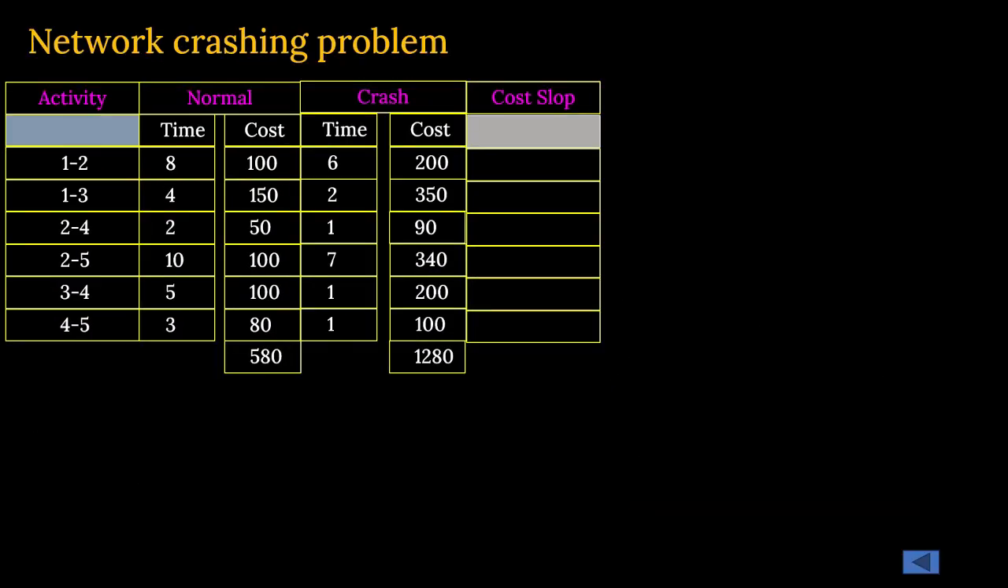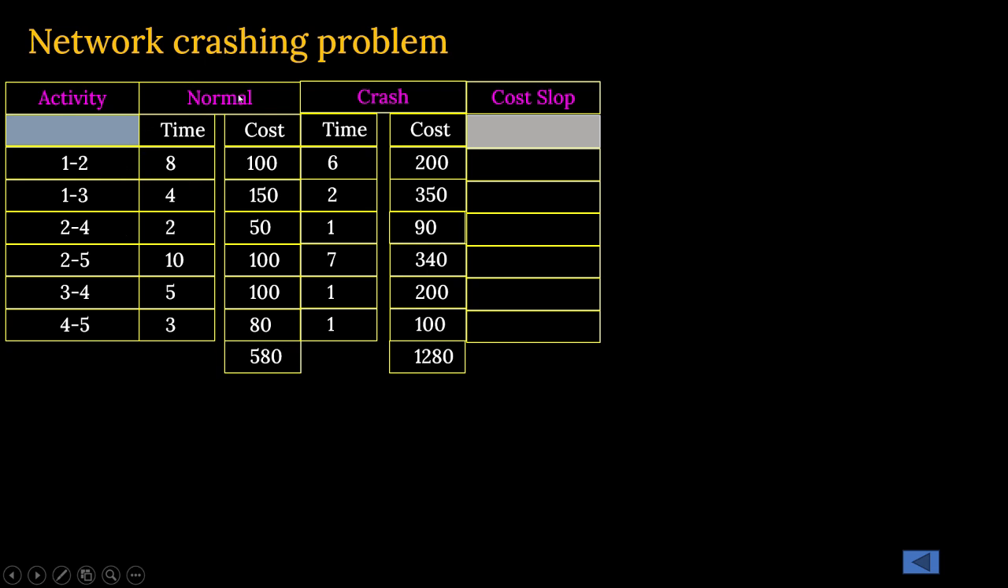Now, let us take up a problem. The problem is there on your screen now. Here you can see a tabular format with a few columns. Activity: all the list of activities are here, given in terms of the nodes 1 to 2, 1 to 3, 2 to 4, 2 to 5, 3 to 4, 4 to 5, like that.